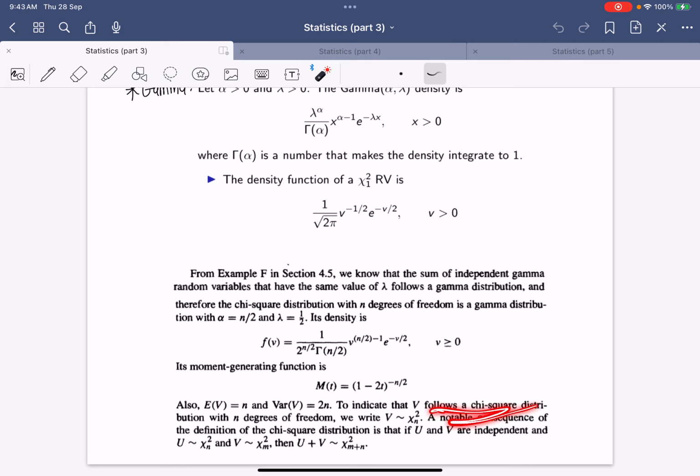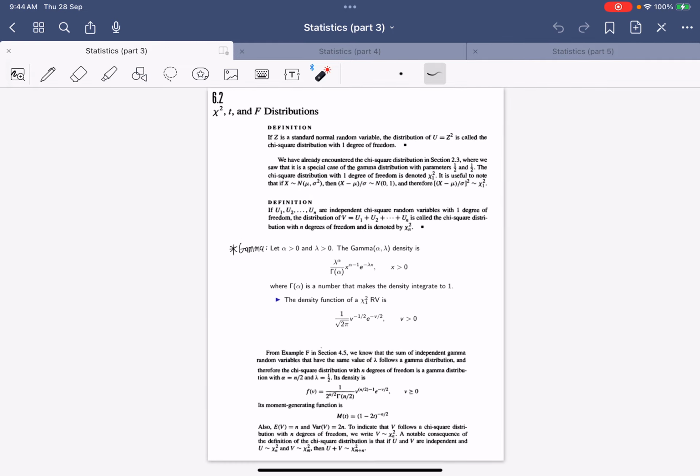And to indicate that V follows a chi-squared, we just write V tilde chi-squared n, with the curly chi symbol. And if U and V are both chi-squared, then when you add them together, it is still chi-squared. Just imagine you have U1 all the way to Um, plus V1 all the way to Vn. This is just m plus n, so it's chi-squared with m plus n degrees of freedom.